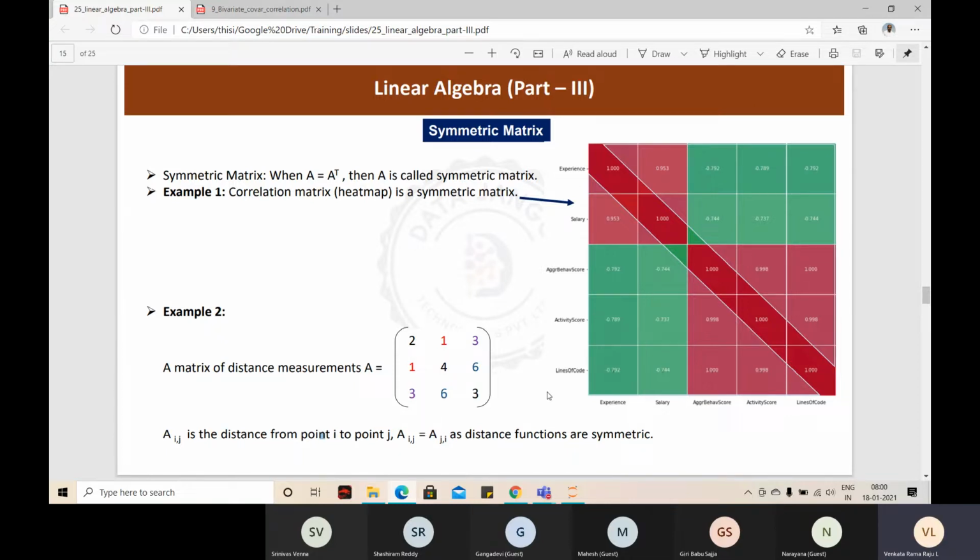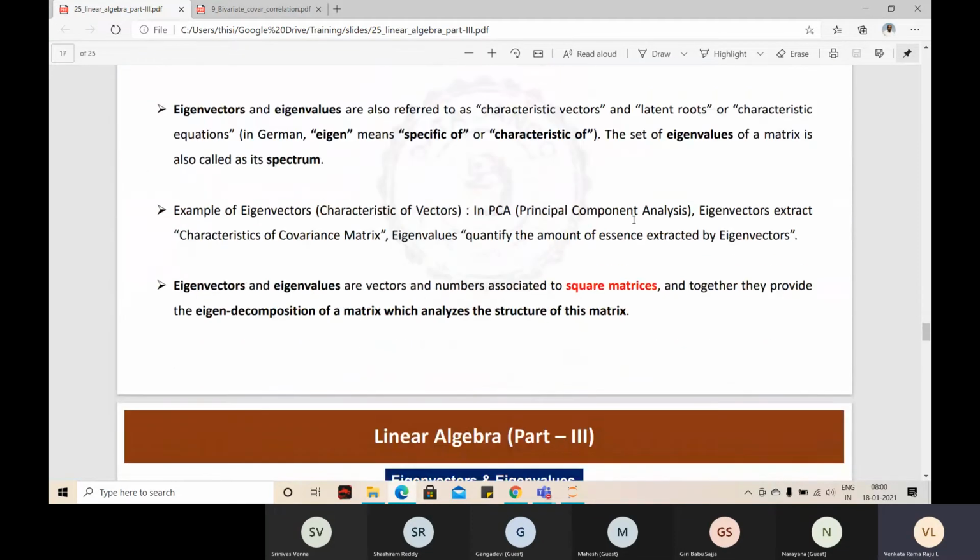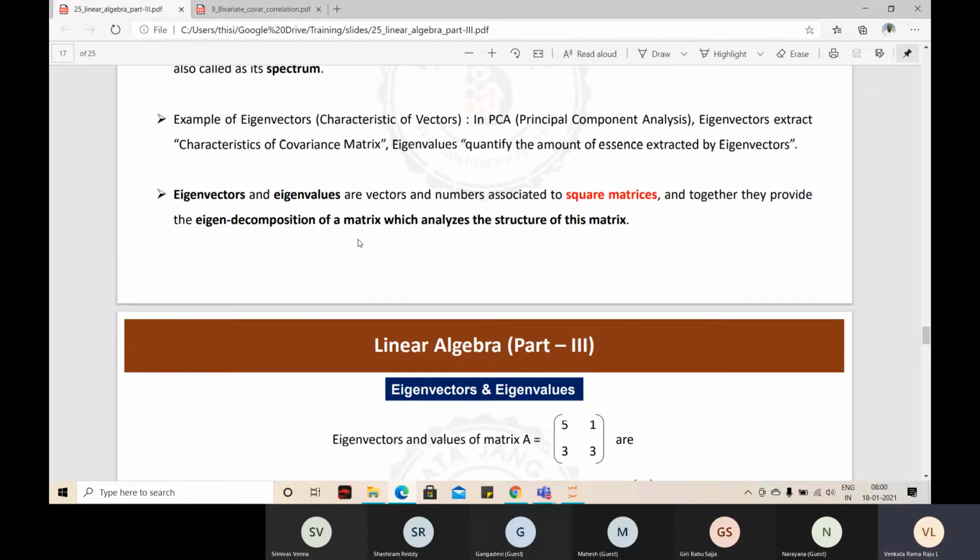Which one got more and which one got lesser can be identified by eigenvalues. Eigenvectors will extract the essence. Eigenvalues will specify how much essence each vector actually extracted. By the end of the session we'll understand. If you understand this concept, PCA will be very easy. Basically, we are only trying to understand PCA. Eigenvectors and eigenvalues are vectors and numbers associated with square matrices, and together they provide the eigen decomposition of a matrix, which analyzes the structure of the matrix.